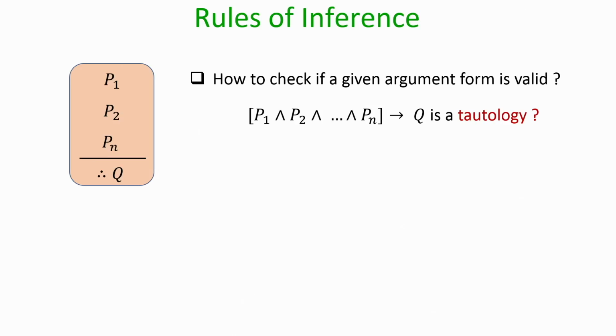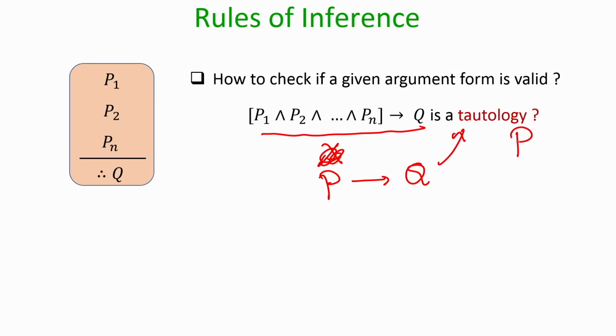Now, how do I check whether a given argument form is valid? Well, my definition says to check whether a given argument form is valid or not, you check whether this implication, the conjunction of premises implies the conclusion, is a tautology or not. So, I represent this conjunction of P1 to Pn by capital P. I have to check whether P implies Q is a tautology or not. P implies Q will be a tautology if this statement is always true.